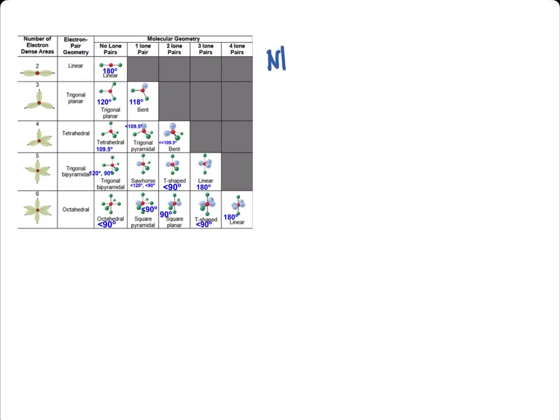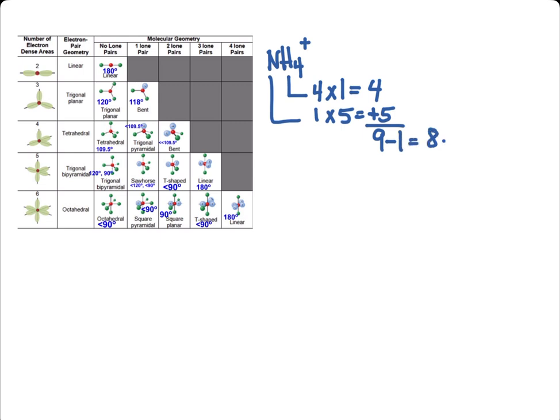Let's determine the geometry of NH4+. We have to first determine the Lewis structure. So there are 4 hydrogens from group 1 and 1 nitrogen from group 5. When we add up these numbers, we're going to get 9 electrons, but this is a cation, and cations give up electrons. So this molecule has a 1+ charge, so that means it's going to give up 1 electron. So 9 minus 1 is 8. So our Lewis structure needs to have a total of 8 valence electrons.